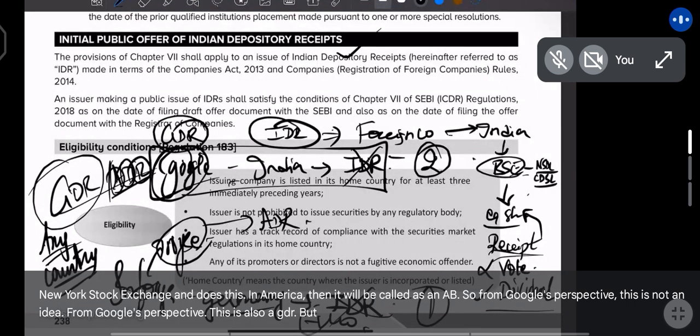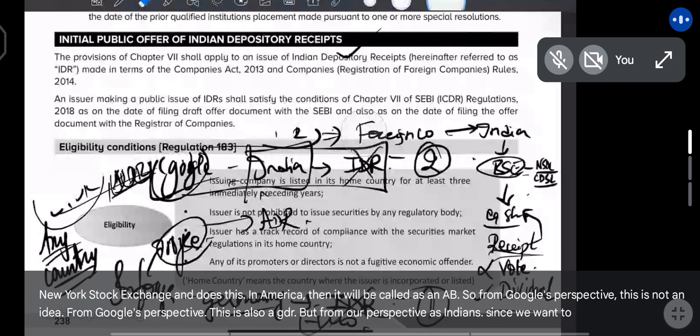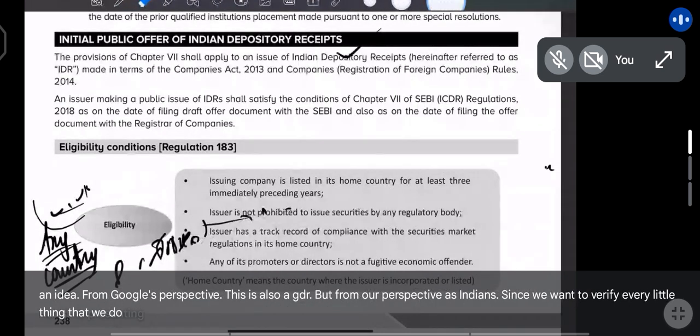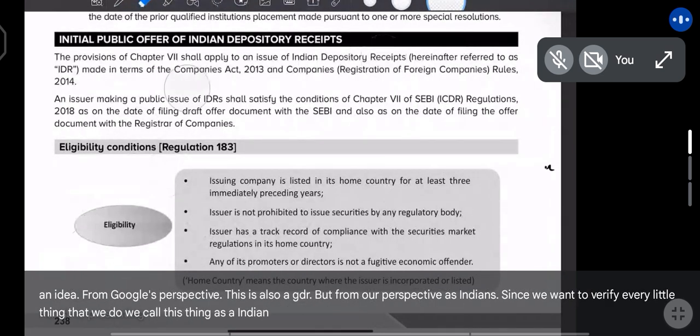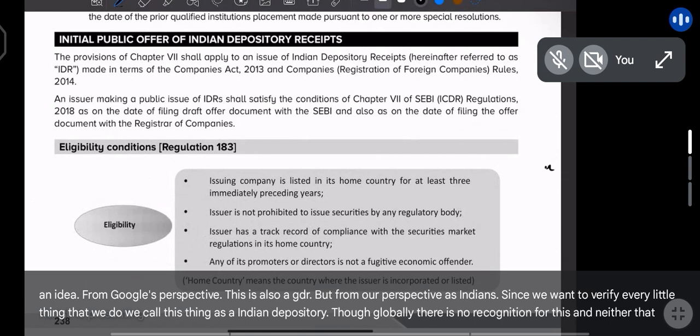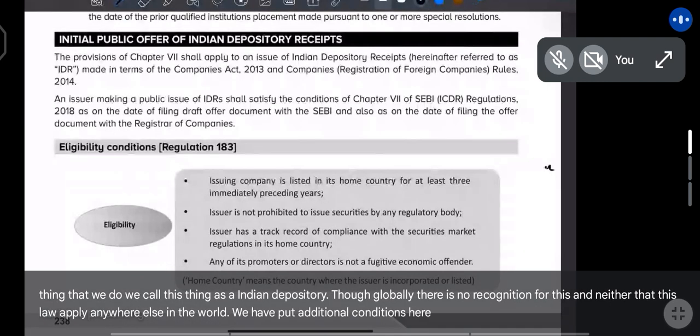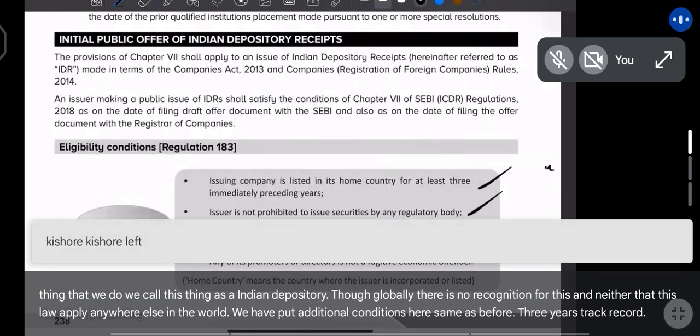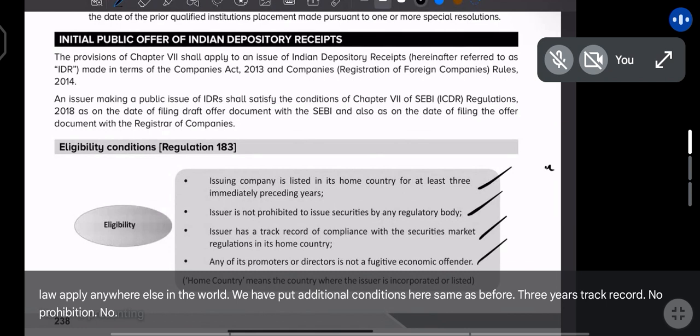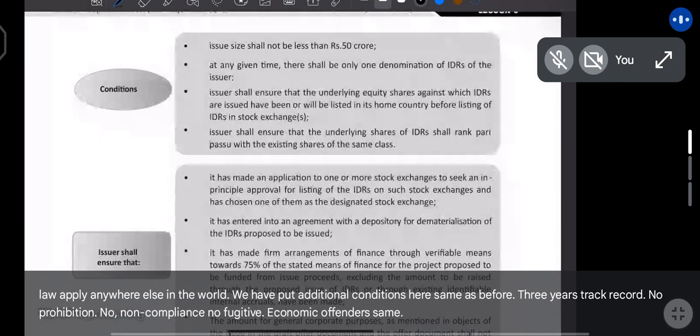From Google's perspective, this is also a GDR. But from our perspective as Indians, since we want to verify every little thing that we do, we call this thing an Indian depository receipt. Though globally there is no recognition for this, and neither does this law apply anywhere else in the world. We have put additional conditions here, same as before: 3 years track record, no prohibition, no non-compliance, no fugitive economic offender, same nonsense repeated again.